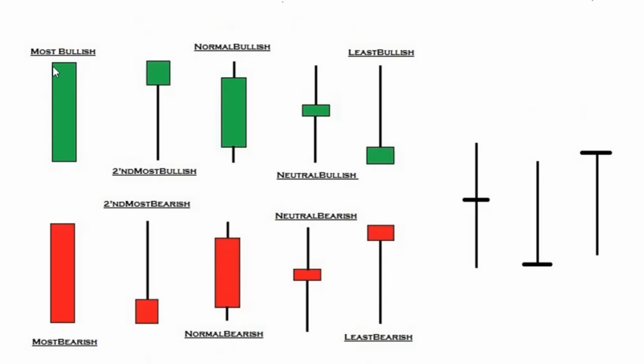Like this candle, in this candle, there was 100% domination by bulls or buyers, so it was a bullish candle. And in this candle, there was 100% dominance by bears or sellers. That is why it was a bearish candle. So you have to see who is dominating and how much, and depending on that, you have to decide whether this particular candle is a bullish candle or a bearish candle.